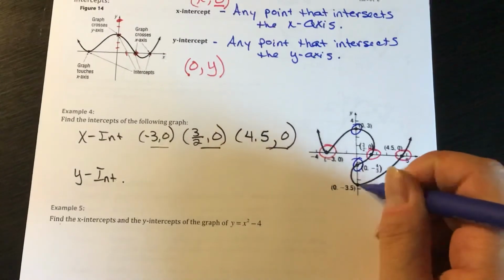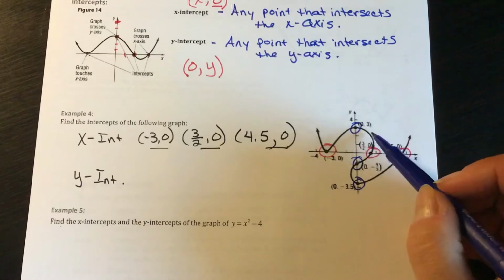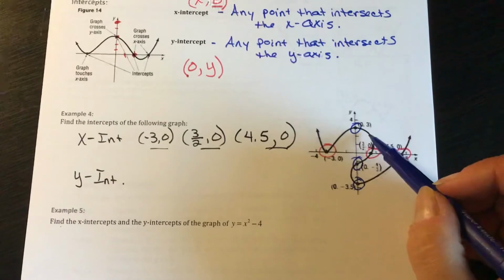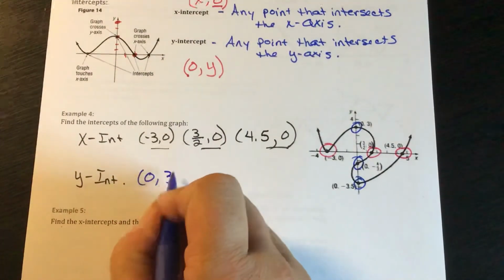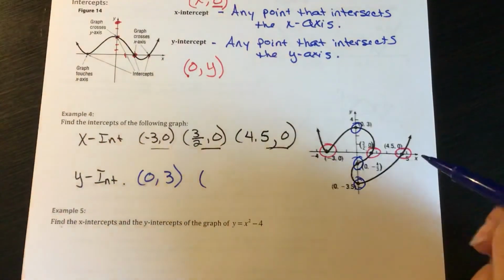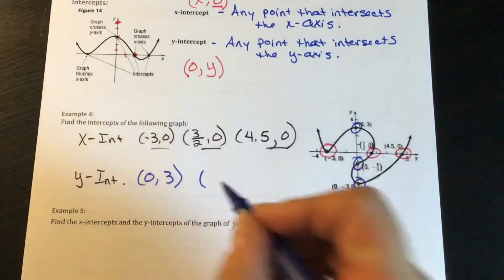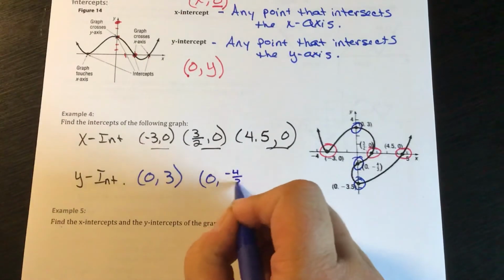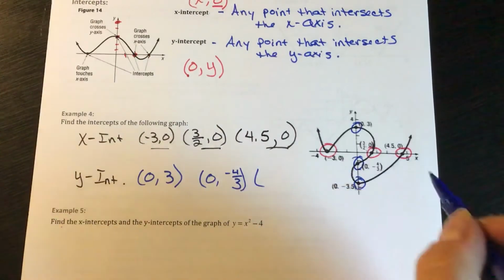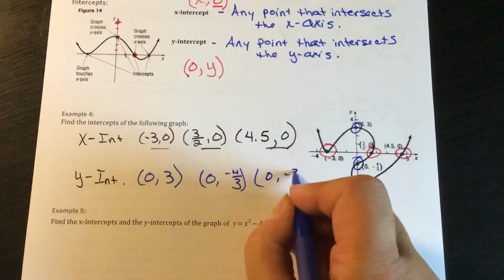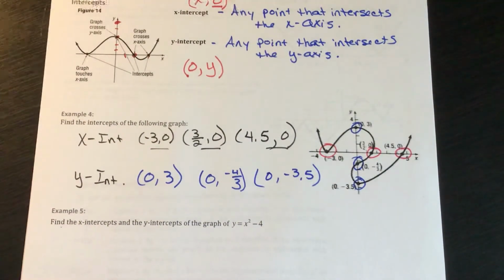Now I'm going to look at the y-intercepts. Here I have 3 y-intercepts. And the first one, I wrote over that number. The first one is 0, 3. The second one is 0, -4/3. And the next one is 0, -3.5. Okay, so there's the y-intercepts.